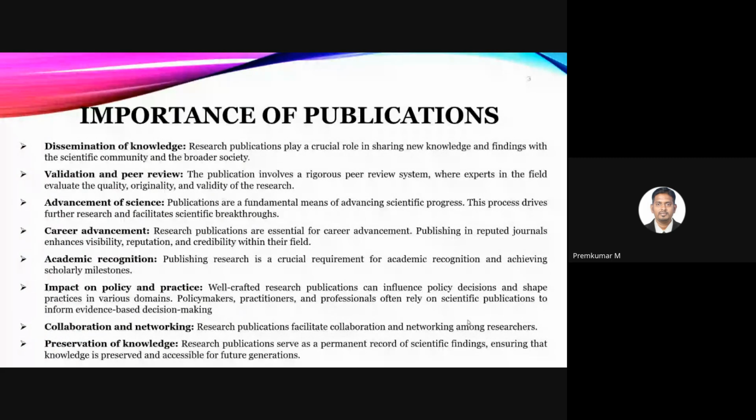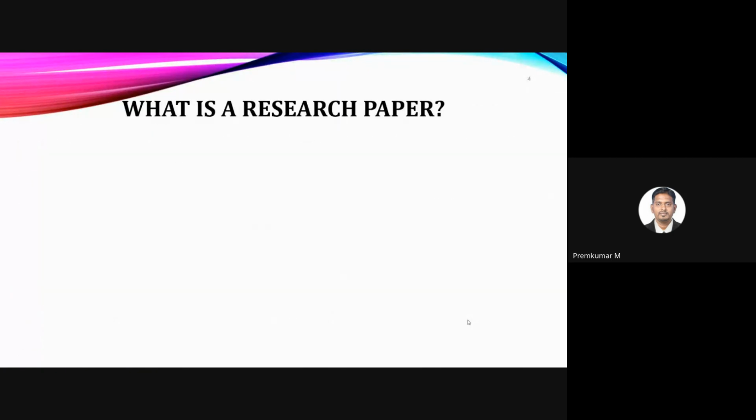Once it is published, it has a kind of permanent record, because nowadays most publications come with a DOI. When it has a DOI, then obviously it is a permanent record, which may be useful for future generations. So these are all very important reasons why we need a publication. I just listed very few, but apart from that, we have many other key points.